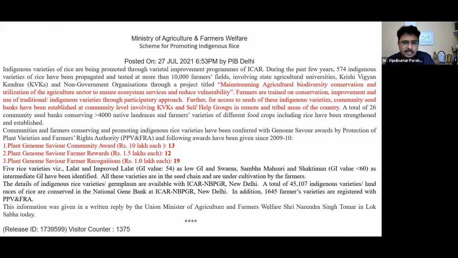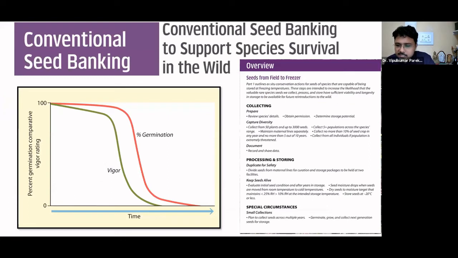Then the government has announced the Genome Savior Award for conservation purposes. If farmers conserve some variety, they are awarded good prizes also. Now, as conservationists, we are learning a garden-based approach, in which we can collect seed from the wild and learn how to preserve it.